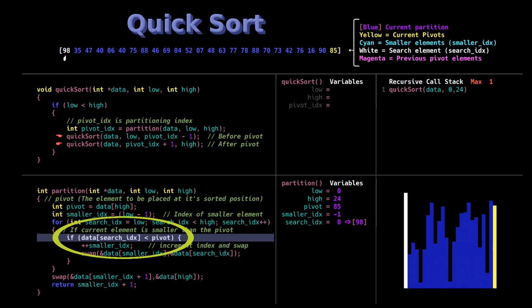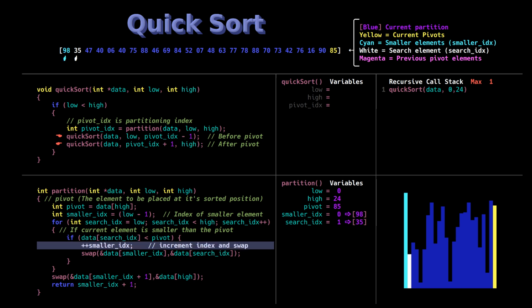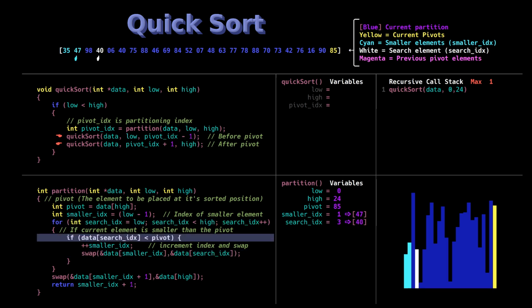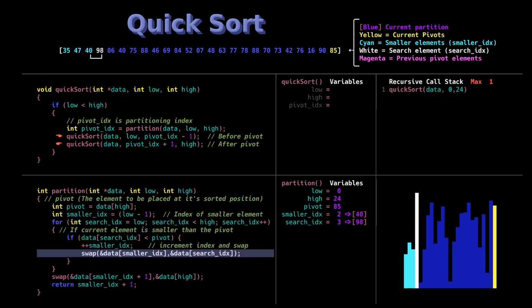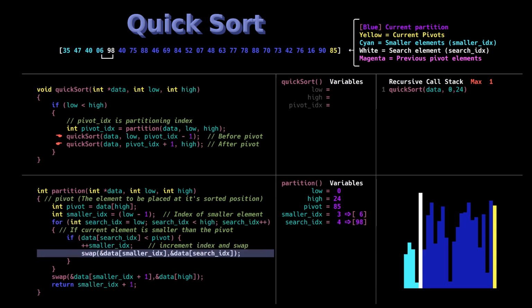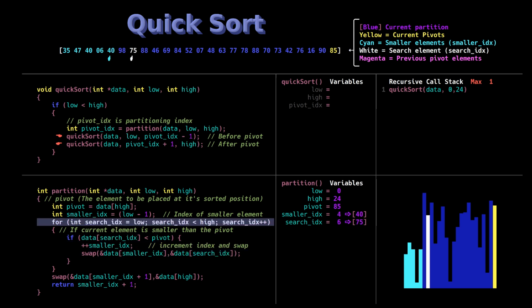In this case 98 is not smaller, so it moves on to the next element, which is smaller, so it increments the smaller index, which will now point at the 98, and swaps it with the 35, and then again the 47 is smaller than the pivot, so once again it will swap it with the element at the search index. Note that the 98 will continue to move to the right as long as the elements at the search index are smaller than the pivot. You will notice that all the elements left of and including the smaller index, after the swap, are and will remain smaller than the pivot.